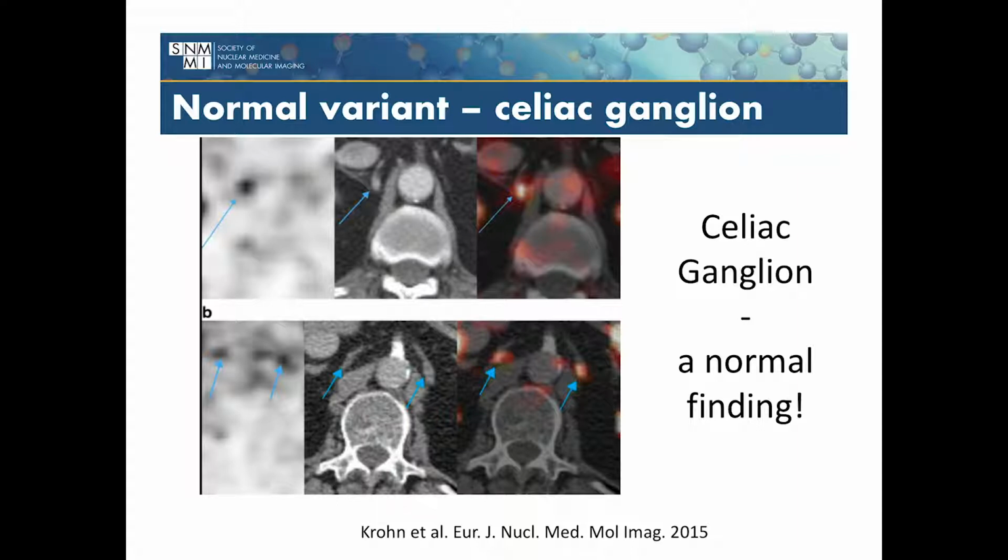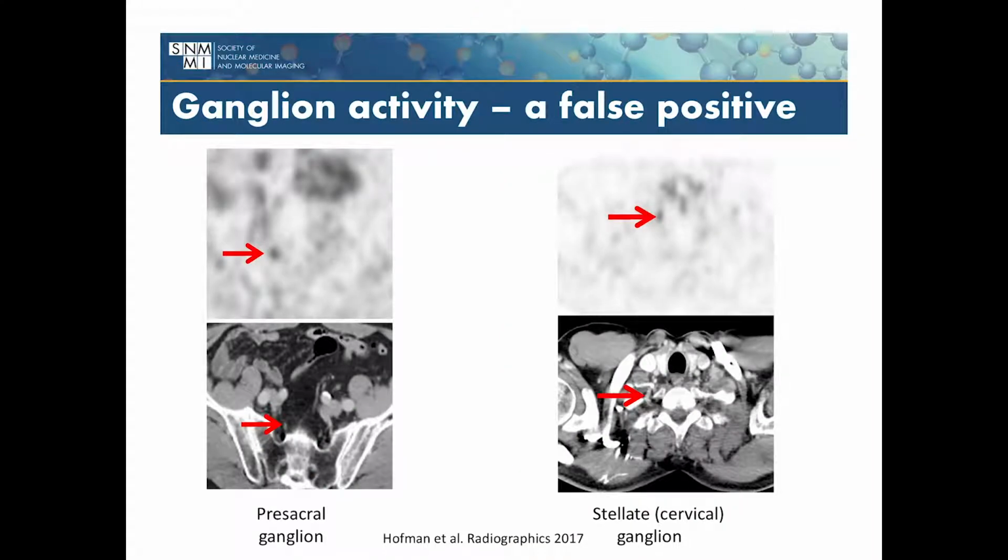They have uptake of the tracer, and these are normal. And this is my least favorite of all, the presacral ganglion. This is right in front of the sacrum, a very common location for prostate nodal mets. So it is very, very difficult to distinguish sometimes between a nodal metastasis and just a normal finding.